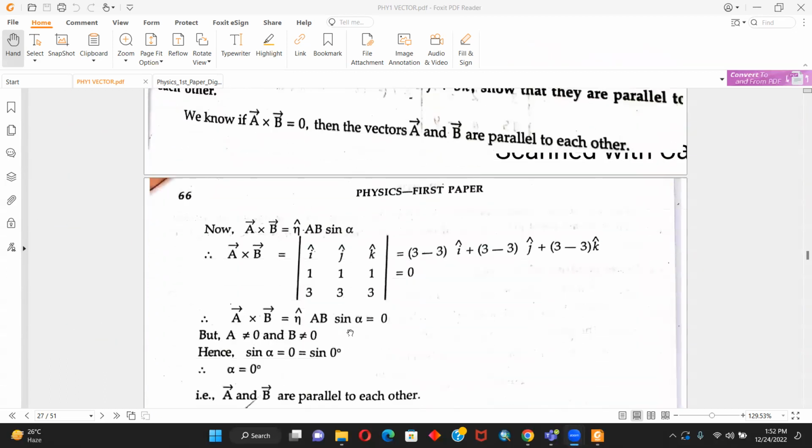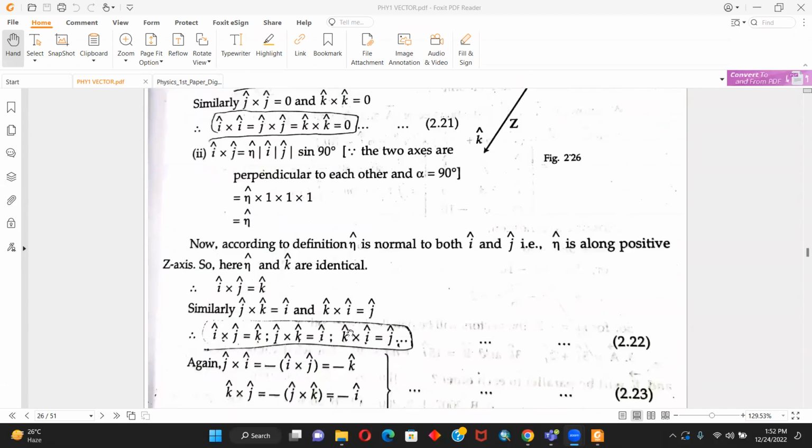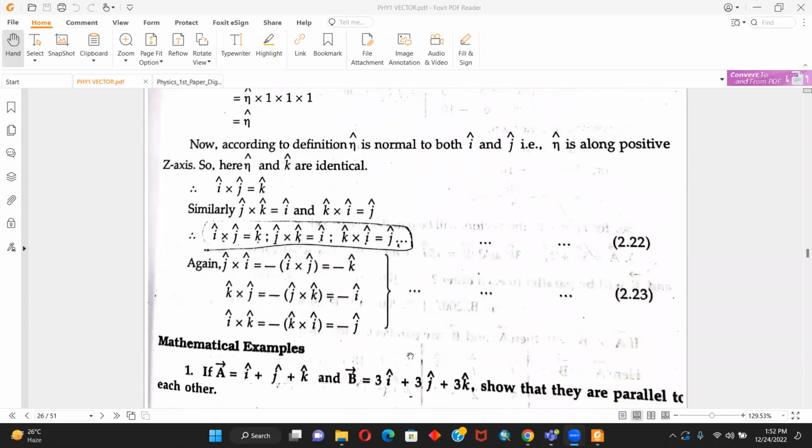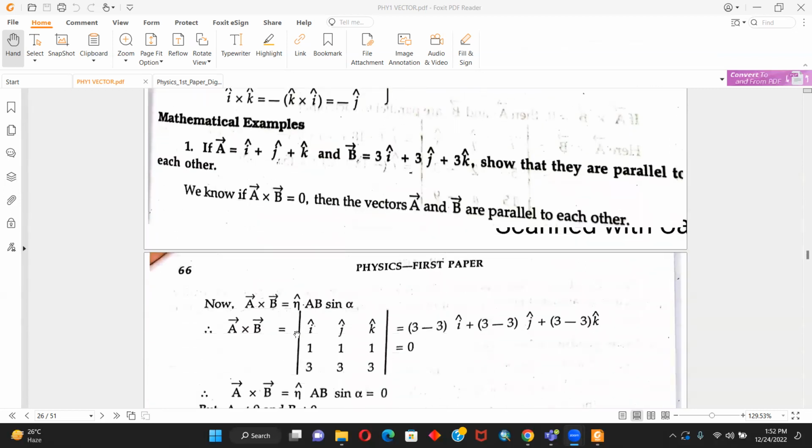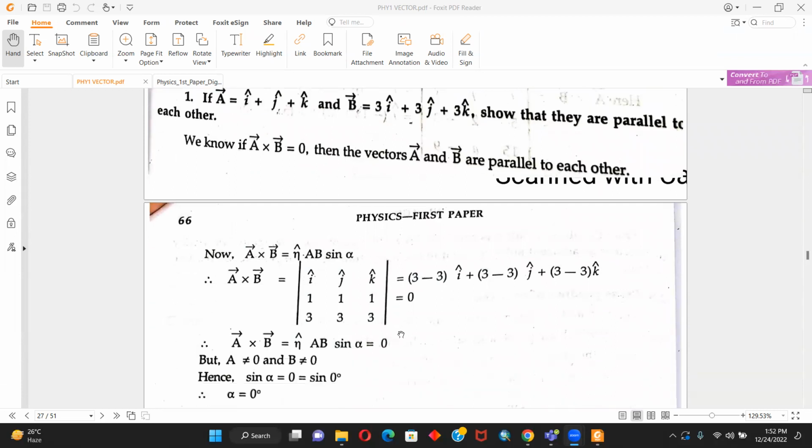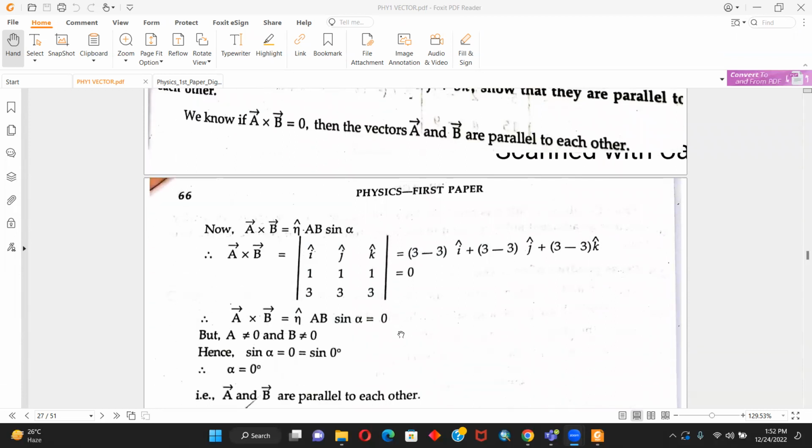All right. So now comes the fun part, or the no-fun part, where we will get into the mess. So how do we solve this math? Vector A equals i plus j plus k, and vector B equals 3i plus 3j plus 3k. Show that they are parallel to each other. So how can we calculate the cross product?